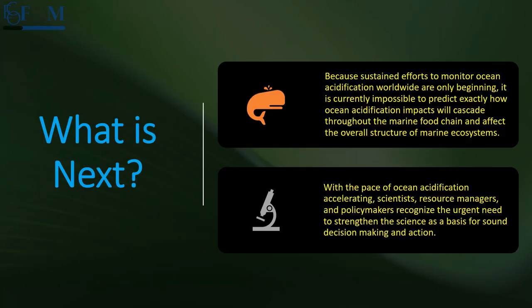And what do we do next? Because the sustained efforts to monitor ocean acidification worldwide are only beginning, it is currently impossible to predict exactly how ocean acidification impacts will cascade throughout the marine food chain. So it is still in the initial stage, because there is a continuous increase in the concentration of carbon dioxide. There is certainly much research needed in this aspect. With the pace of ocean acidification accelerating, scientists, resource managers and policymakers recognize the urgent need to strengthen the science as a basis of sound decision-making actions.